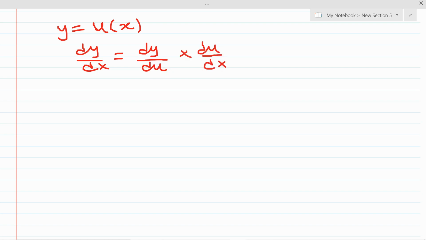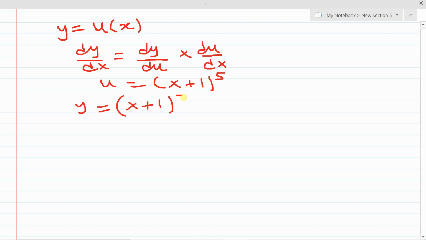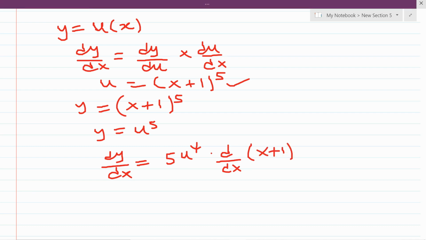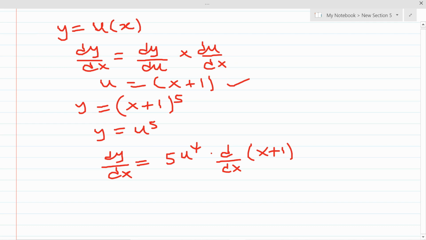In other words, let's say y is equal to (x plus 1) to the power 5. Then we let u be equal to x plus 1. It means y is equal to u to the power 5. Then dy/dx is equal to dy/du, which gives 5u to the power 4, times du/dx, and u is x plus 1.